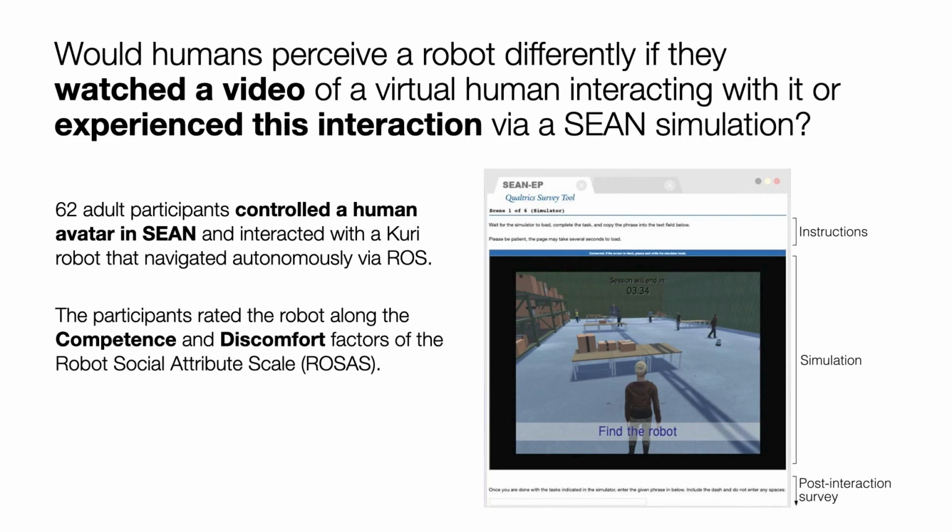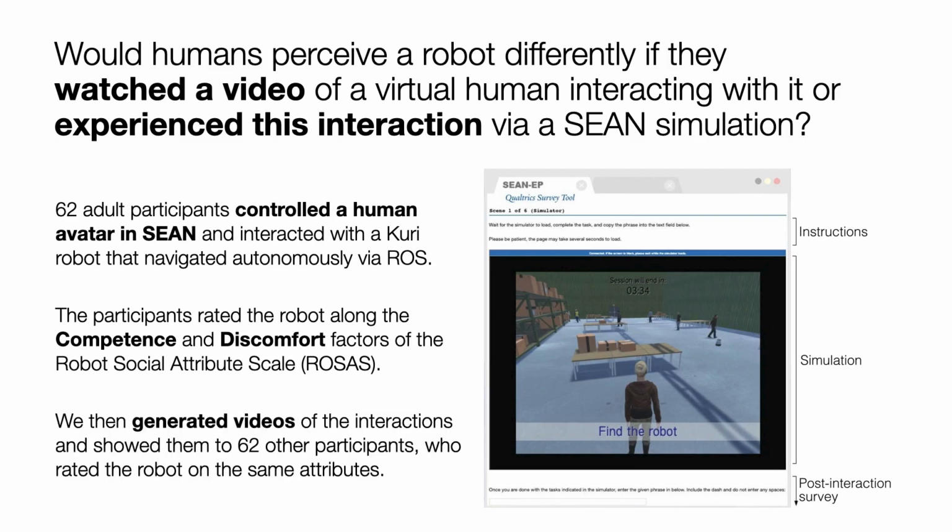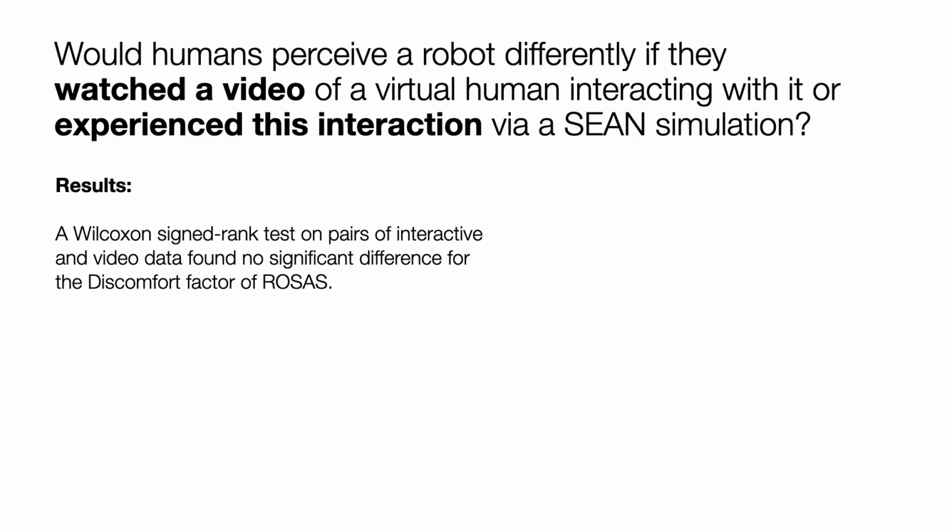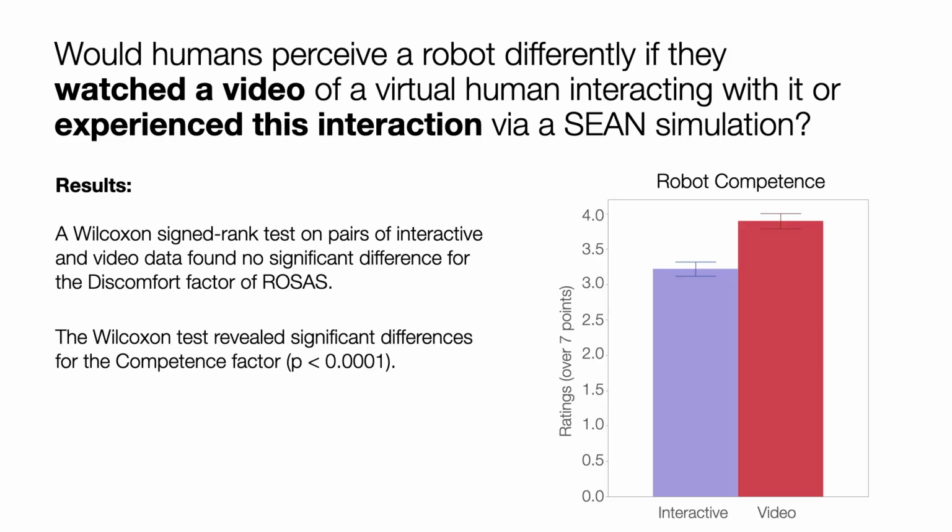After the interactions, the participant rated the robot along the competence and discomfort factors of the Robot Social Attribute Scale. Using data from the Sean simulations, we finally generated videos of the interactions and showed them to another 62 study participants, who rated the robot along the same attributes. A Wilcoxon sign-rank test on pairs of interactive and video data found no significant difference for the discomfort factor of the Robot Social Attribute Scale.